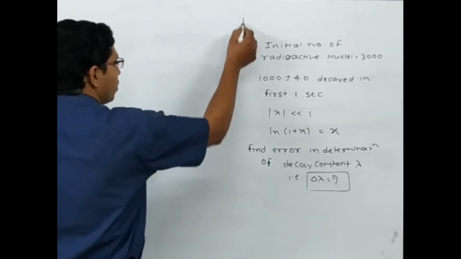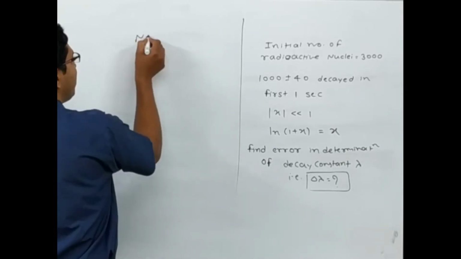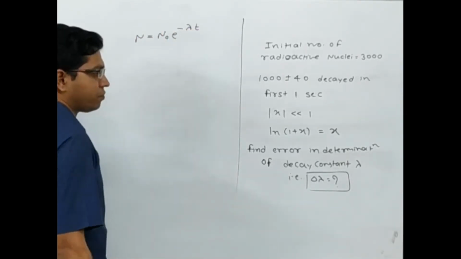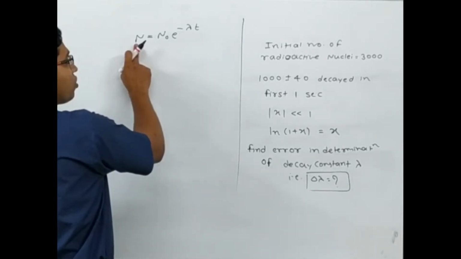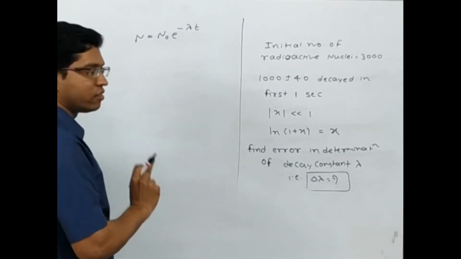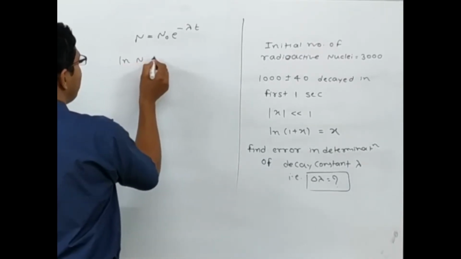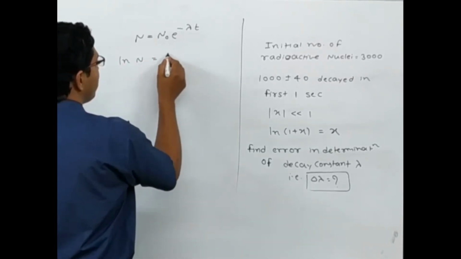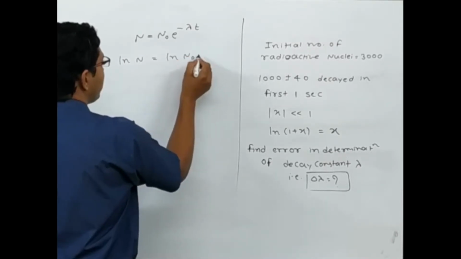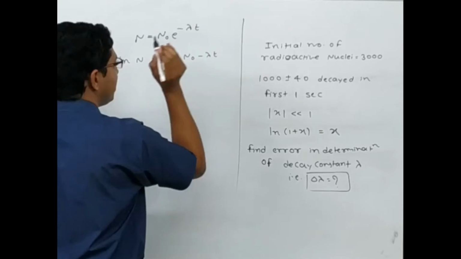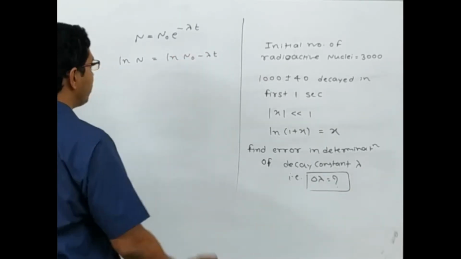Now we know the relation that N equal to N naught e raised to power minus lambda t. Now these are the number of nuclei which are not decayed. I'll simply take a natural log on both the sides. So ln of N equal to ln of N naught, and if I take this it will be minus lambda t. ln e will be equal to 1.